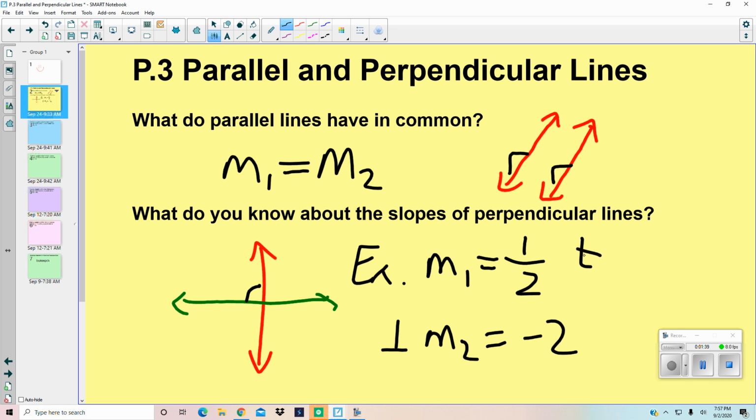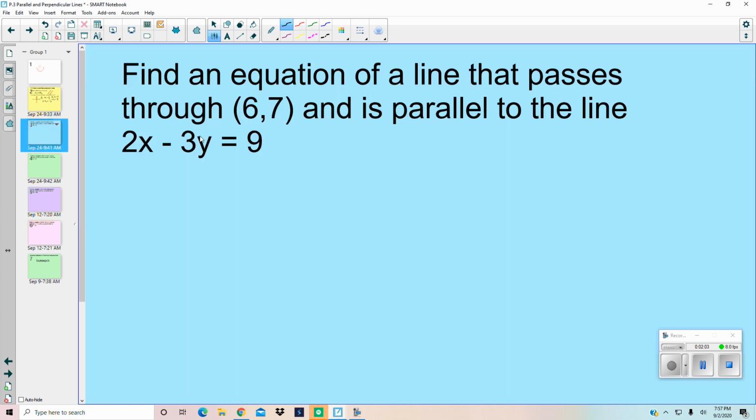Let me just write another example. If we had M1 equaling 3, then the perpendicular slope of line 2 would be the reciprocal of 3, which is 1/3, and then the negative of that, or the opposite of that, would be its perpendicular slope. So you're going to be given an equation and then asked to find a new equation that's either parallel or perpendicular through a given point.